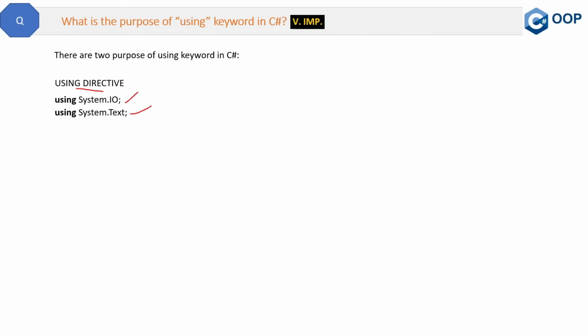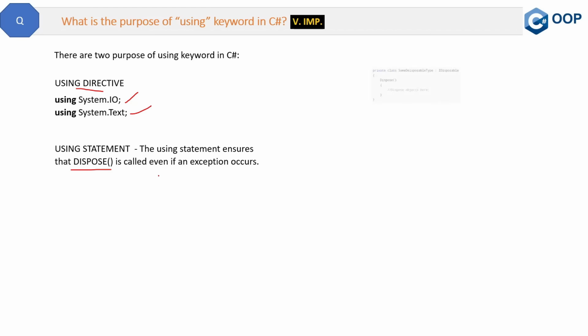What is the purpose of the using keyword in C#? This is a very important question from an interview point of view. There are two purposes of the using keyword in C#. First one is very simple and you already know it. It is the using directive. I will not explain it because you can see it here. But mostly interviewers are interested in the second purpose, which is the using statement. The using statement ensures that the Dispose method is called even if an exception occurs. Let me try to explain this with the help of an example.